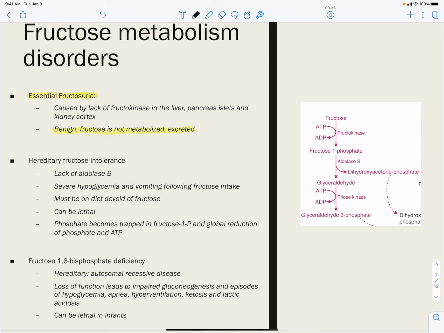There is also fructose 1,6-bisphosphatase deficiency, and this is hereditary autosomal recessive. This is going to be a loss of function, it's going to be an impaired gluconeogenesis, and you're going to have episodes of hypoglycemia because of a lack of your liver to be able to make glucose. This can also be lethal in infants.